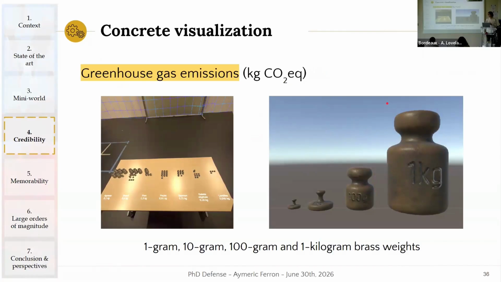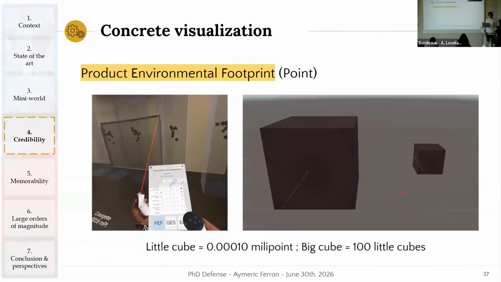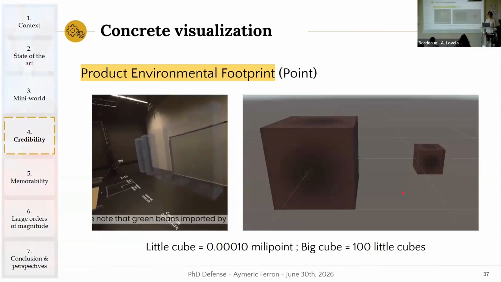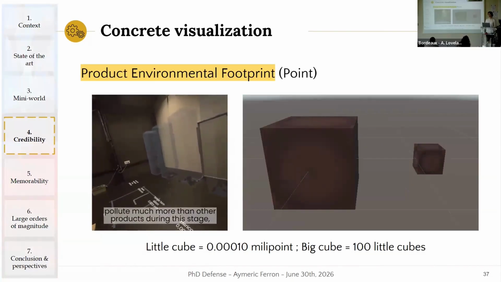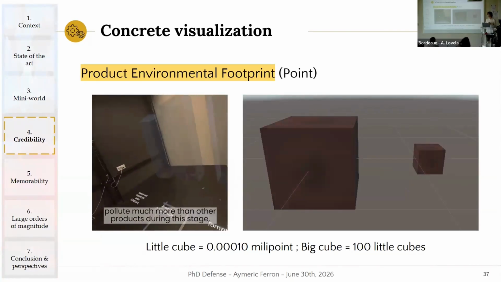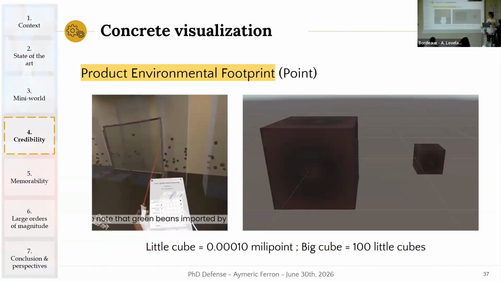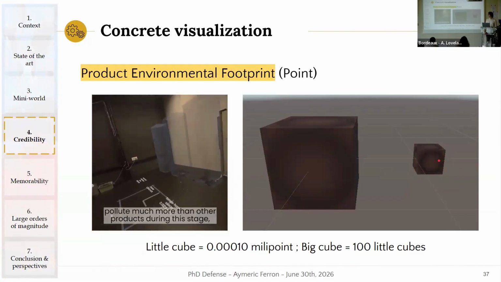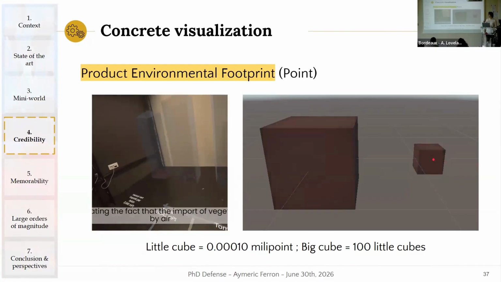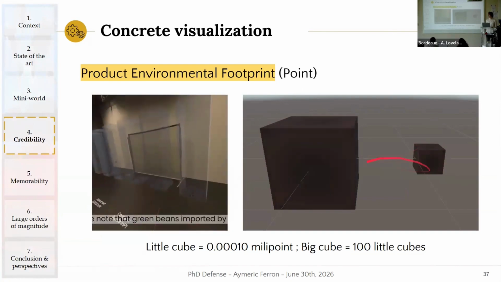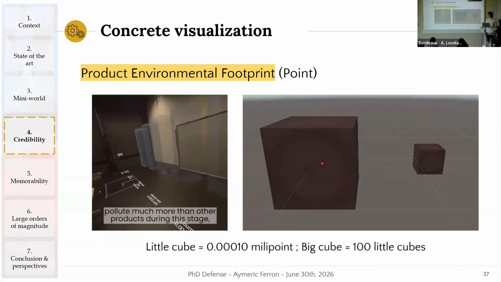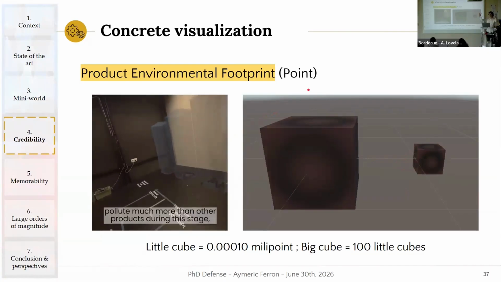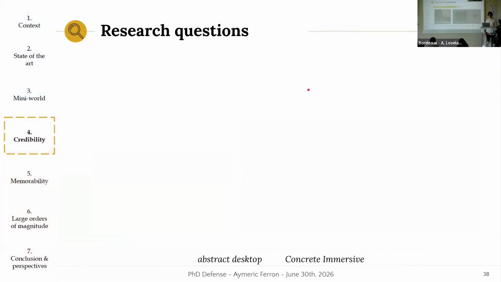For greenhouse gas emissions, since we are often communicating them through their mass, we use some mass weights from 1 gram to 1 kilogram. Finally, for the PEF, Product Environmental Footprint, it was the most challenging unit because it's abstract by nature, so it's really difficult to find a concrete visualization for that. So we use a unitization technique, with a little cube representing 0.0010 millipoints and a big cube representing 100 little cubes. And we have an animation of cubes falling down into glass containers.